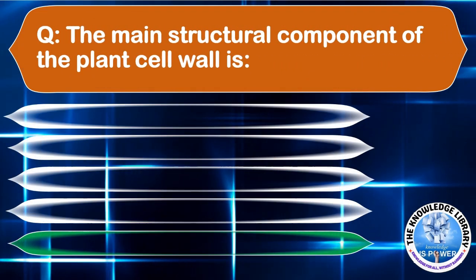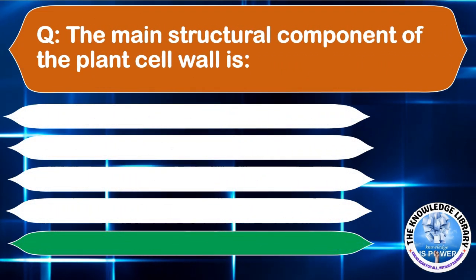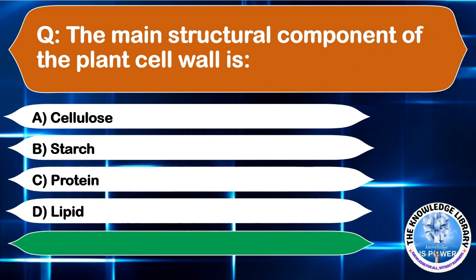The main structural component of the plant cell wall is? Option A, cellulose. Option B, starch. Option C, protein. Or option D, lipid. The correct answer is option A, cellulose. Moving to the next question.